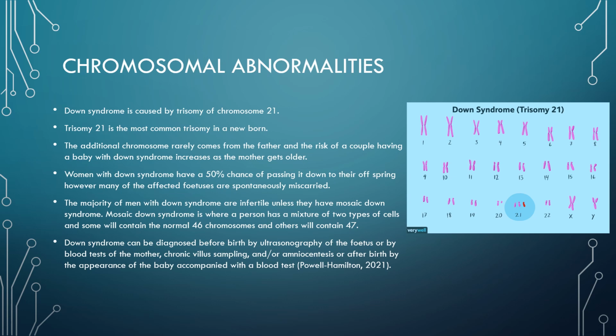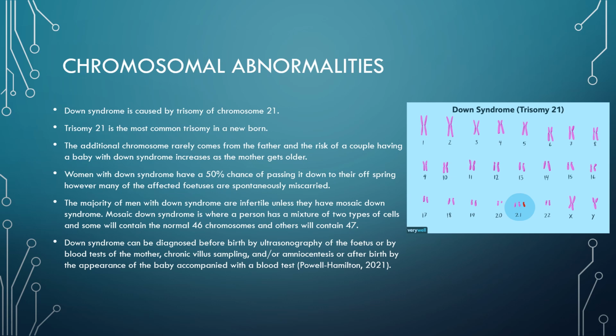Women with Down syndrome have a 50% chance of passing it down to their offspring, however many of the affected fetuses are spontaneously miscarried. The majority of men with Down syndrome are infertile unless they have mosaic Down syndrome. Mosaic Down syndrome is where a person has a mixture of two types of cells, and some will contain a normal 46 chromosomes and others will contain 47.